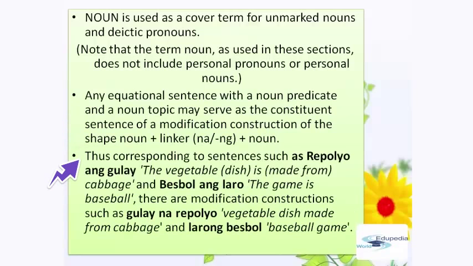Thus, corresponding to sentences such as Repolyo ang gulay. The vegetable dish is made from cabbage. Baseball ang laro. The game is baseball. There are modification constructions such as gulay na repolyo, vegetable dish made from cabbage, and larong baseball, baseball game.